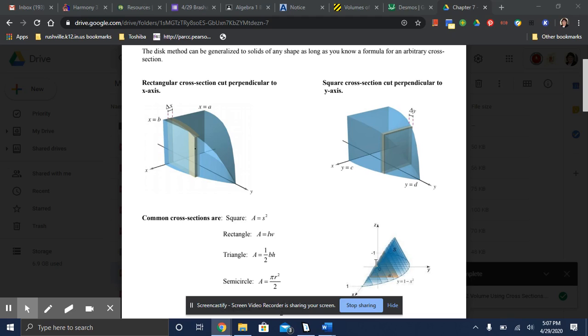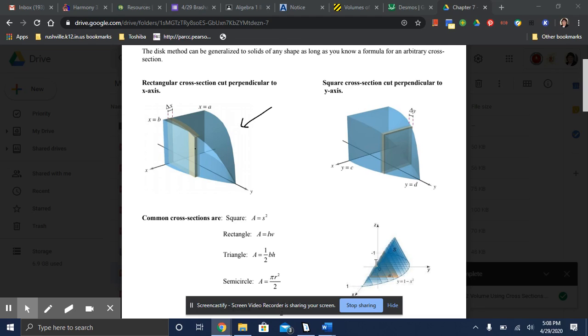So I wanted to show you a few pictures. This first one is a shape where the cross sections are rectangles. They're cut perpendicular to the x-axis. And if you would imagine multiple rectangles being stacked right up next to each other, that if you accumulated those areas, you would get the volume of the shape that's shown.